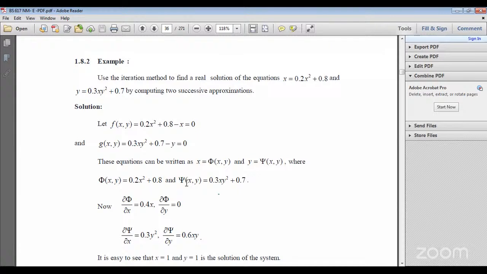Then dou psi by dou x. Here 0.3 y square we are taking. Dou of 0.3 y square by dou x is y square, because dou x of x is 1.